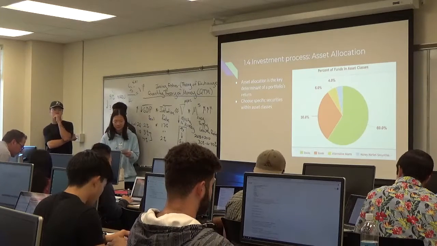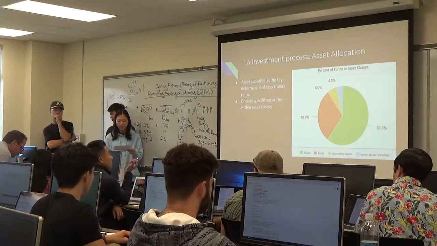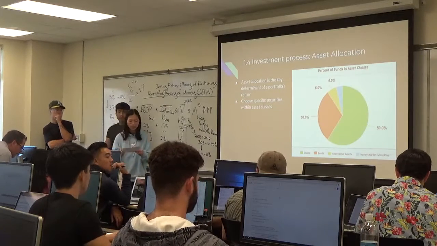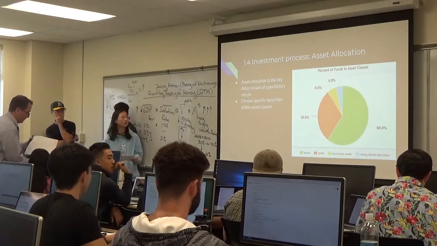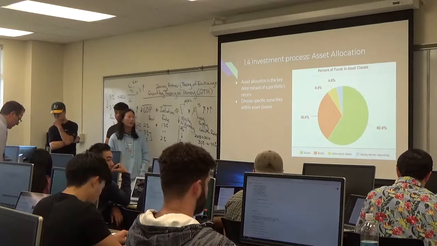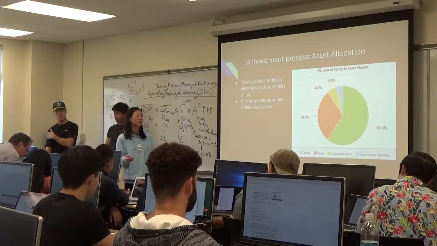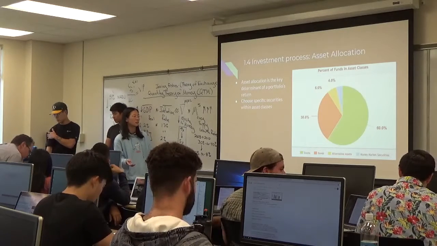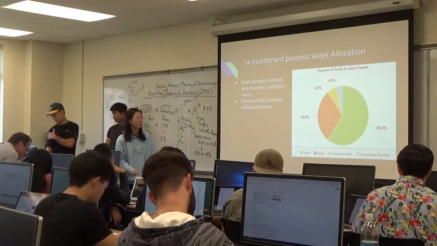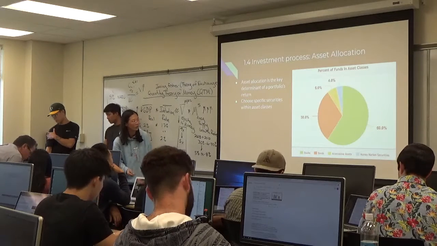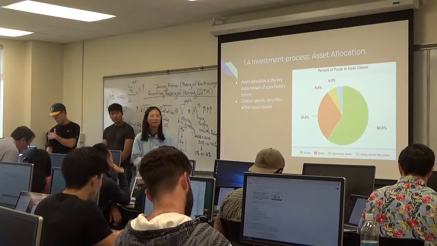The choice of particular security portfolio in each asset class. And usually the percentage of funds in each asset class will be like 60% of stock and 30% of bonds and 6% of alternative assets and 4% of money market securities.